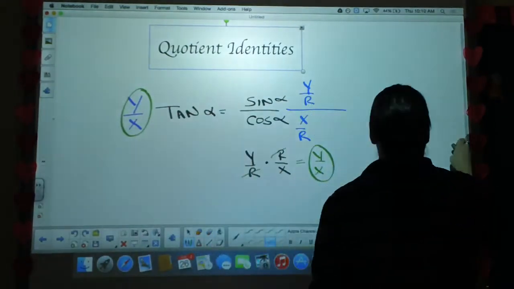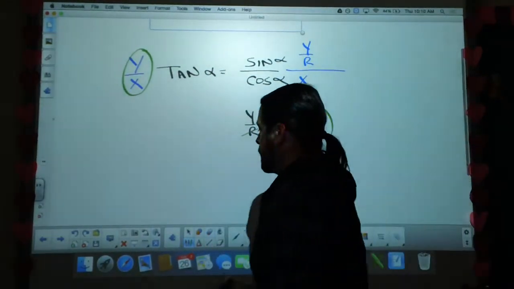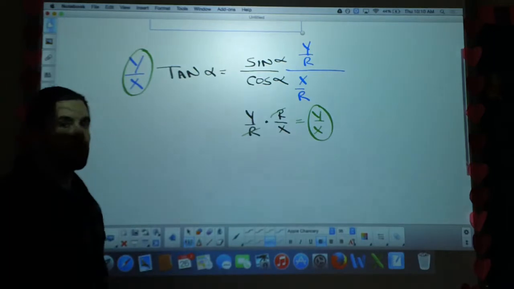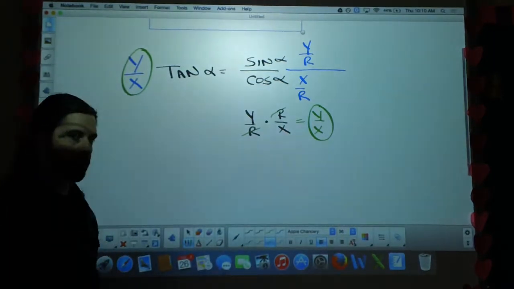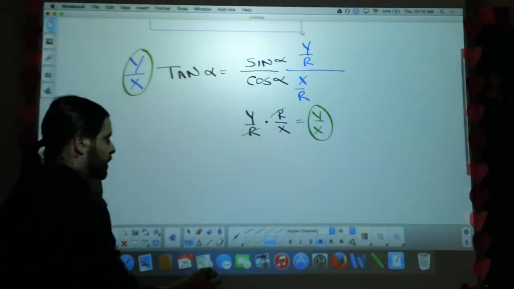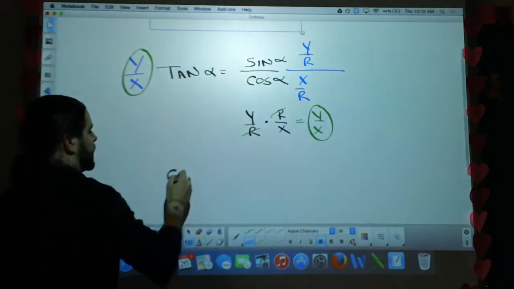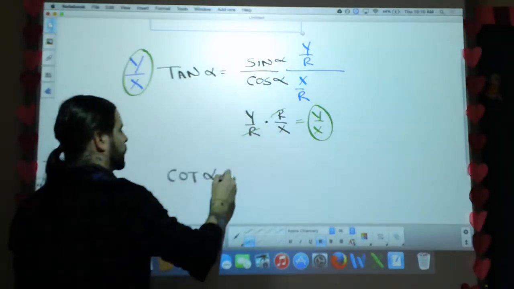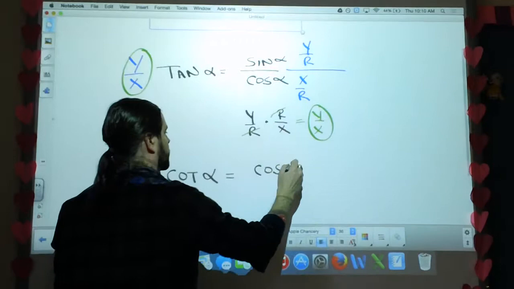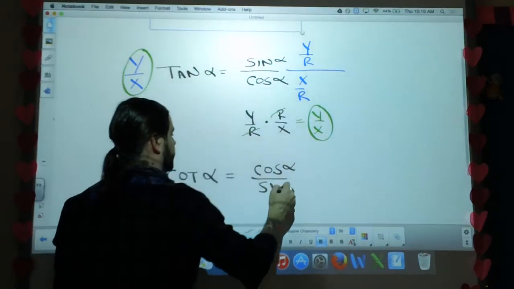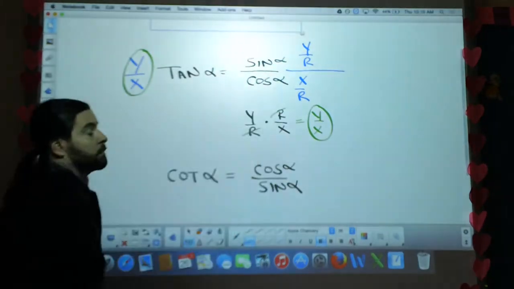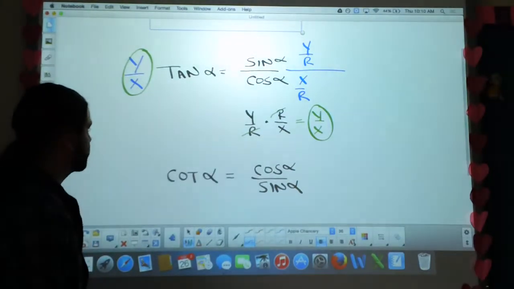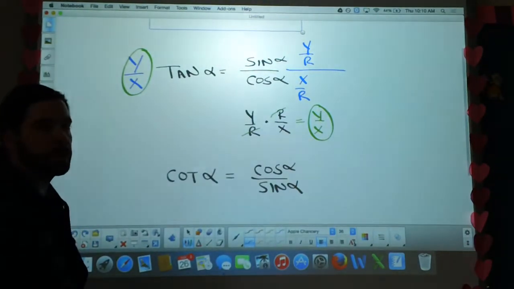And because you're super brilliant and you know that cotangent is the reciprocal of tangent, and you know that reciprocal means just flip over a fraction, you would know that cotangent must be cosine over sine. And we could derive it the same way if we wanted to. Great, those are quotient identities.